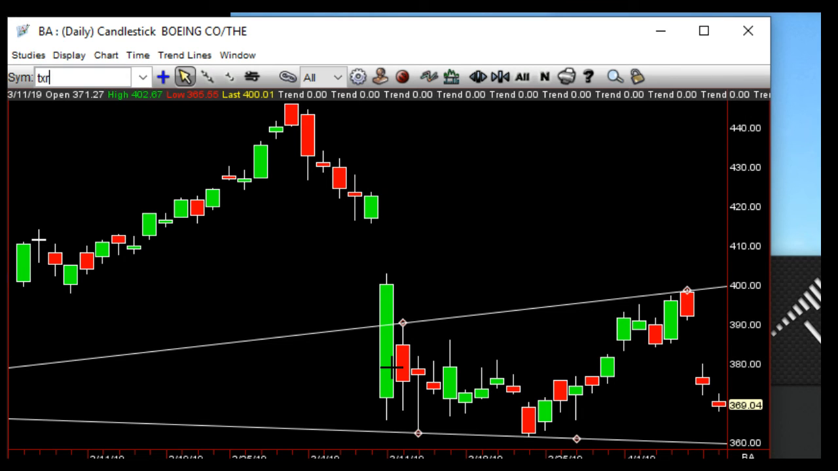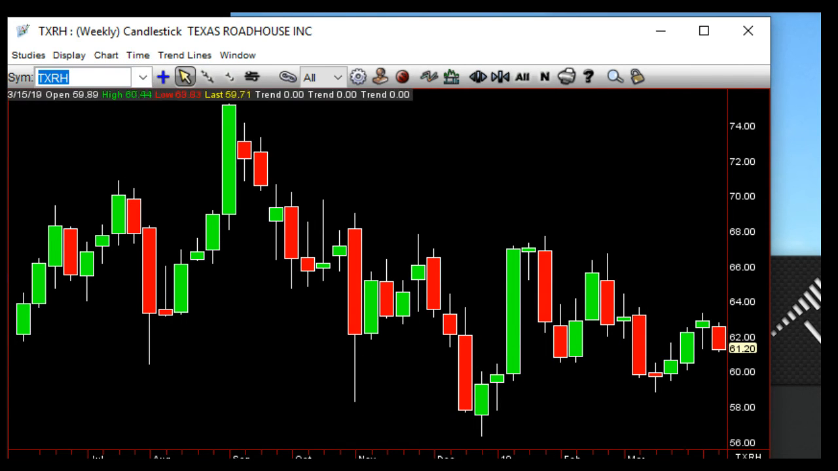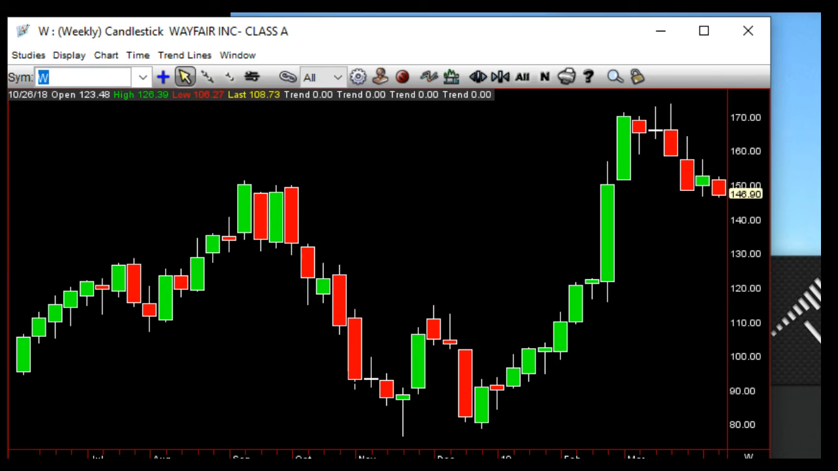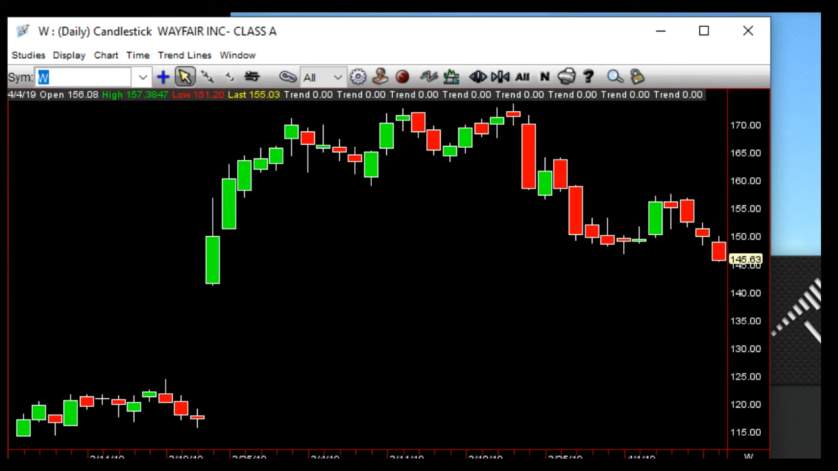Texas Roadhouse. Texas Roadhouse inside to the downside, daily, and if you go to the weekly, that's trying to trigger the 2 up, 2 back down. Still would be inside month. W. And W weekly, trying to take this out more importantly on the monthly. There's your monthly reversal, your 2 up, your 2 down. Below 148.20, and then you just wait for it to pop back up on the daily, and there you go, inside day and back through the range. Boom.